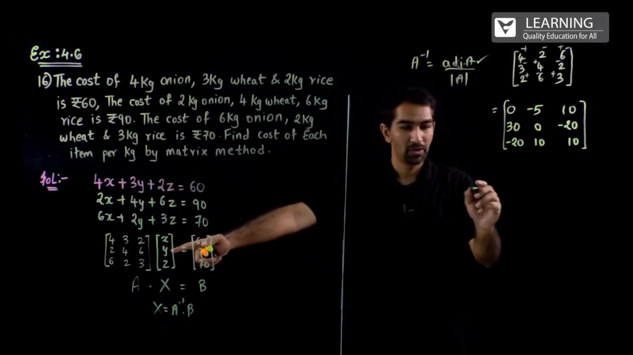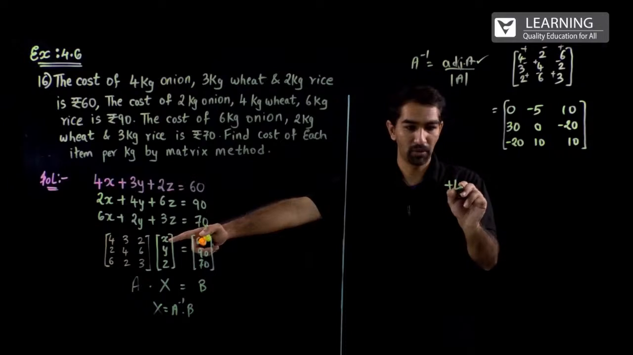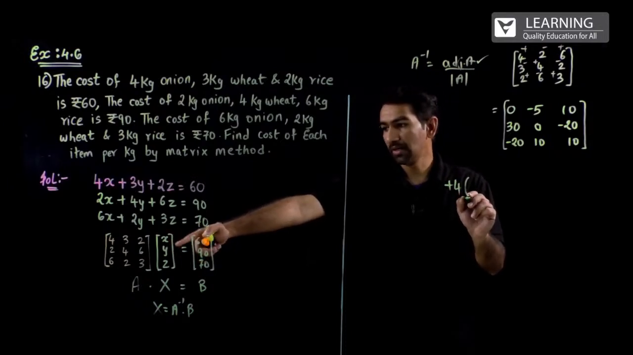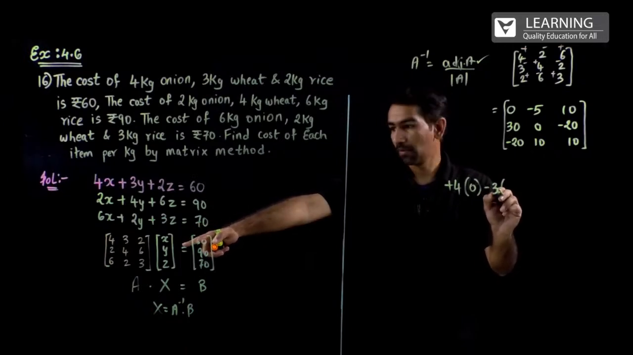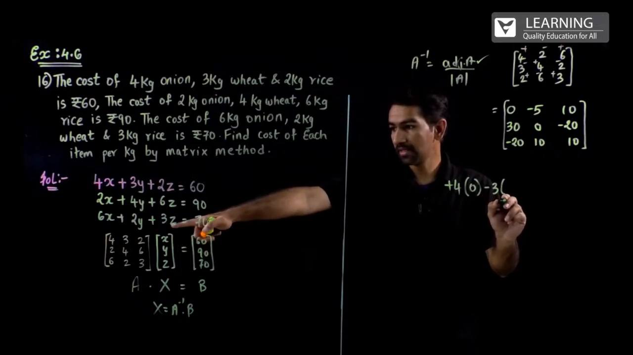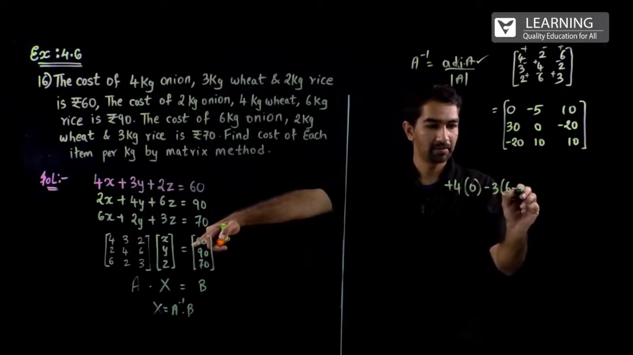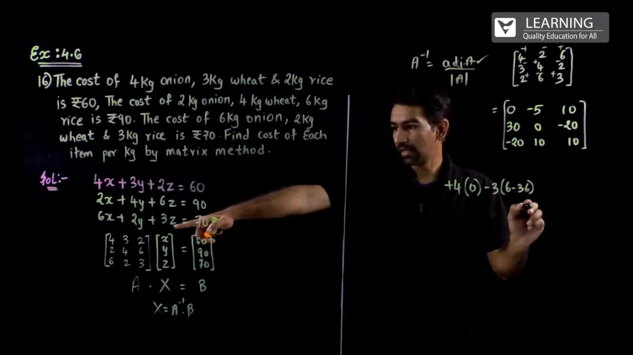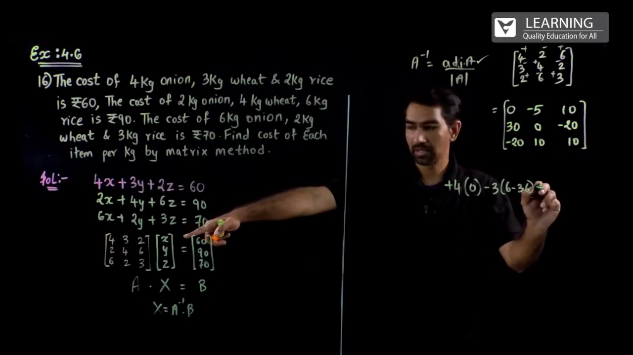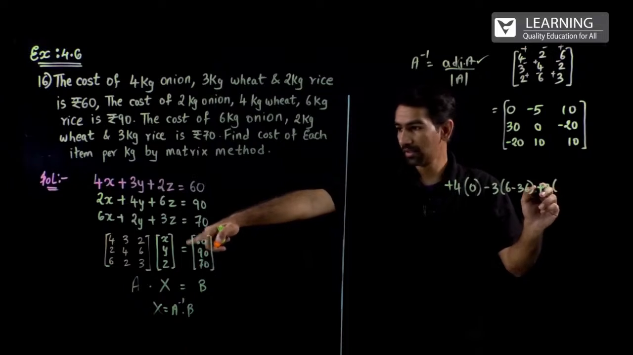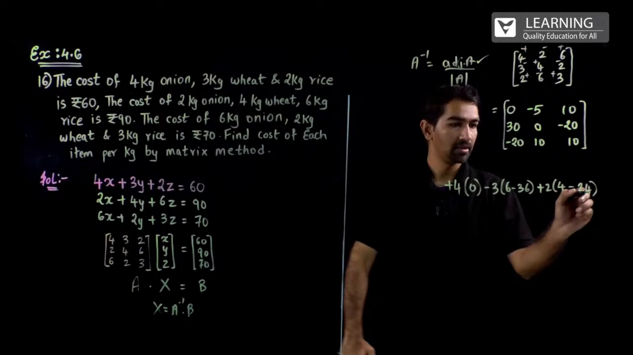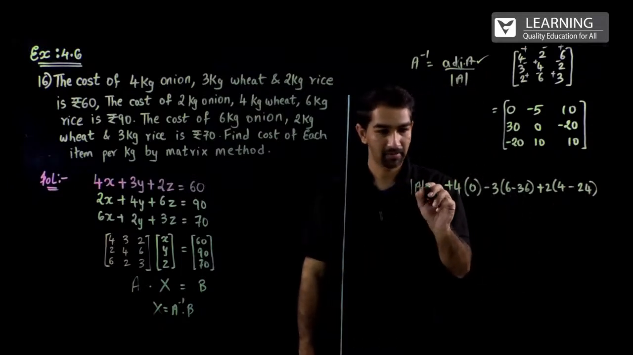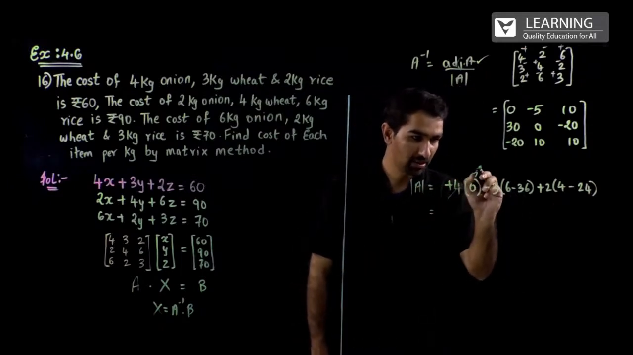So determinant, we'll directly write from there: plus 4, open the bracket, 12 minus 12, so this is 0, minus 3, open the bracket, minus 3, 6 minus 36, and plus 2 into 4 minus 24. This is what the determinant of A equals, this is becoming 0.